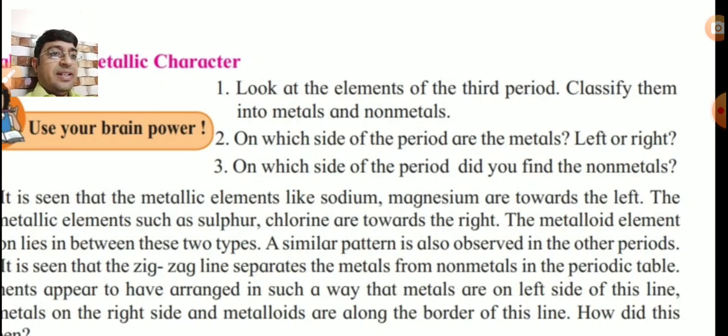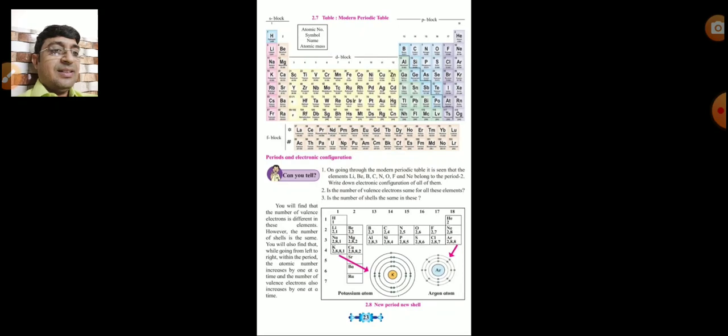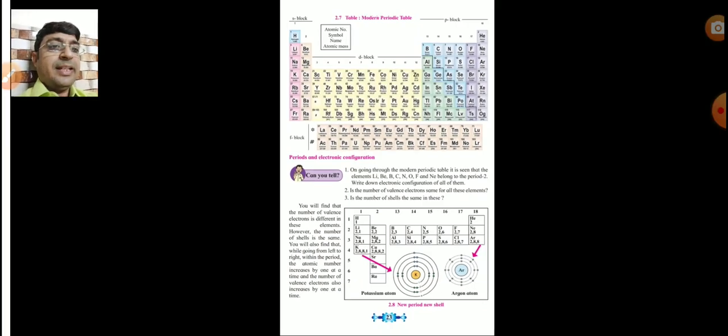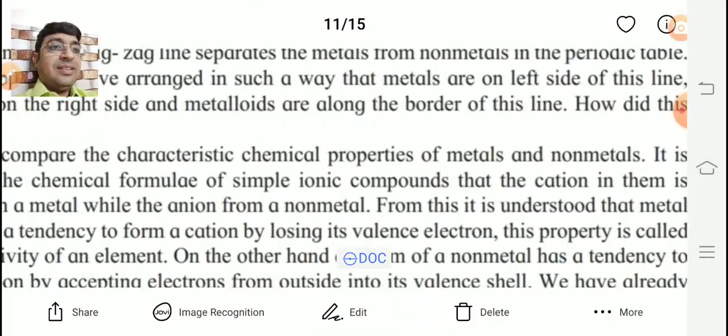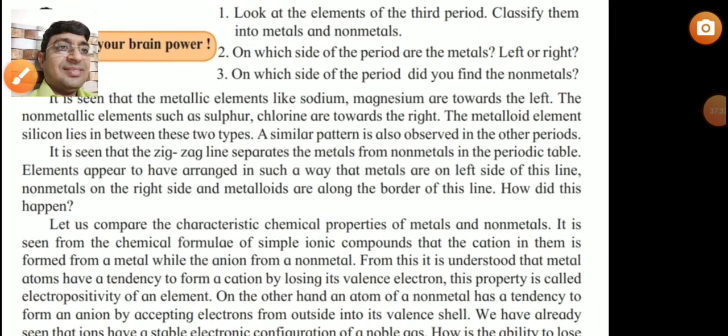On which side of the period are the metals, left or right? Same question given here. Next one, third question is given. On which side of the period did you find the non-metals? Now check. That is given there. Yes, here. Which period are we observing? Second or third? Check again. We are observing the third period.